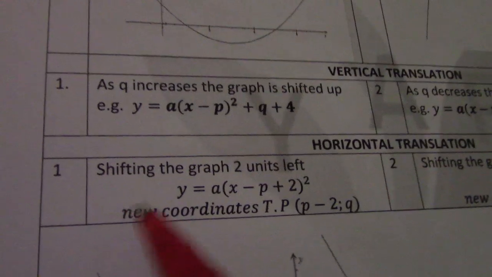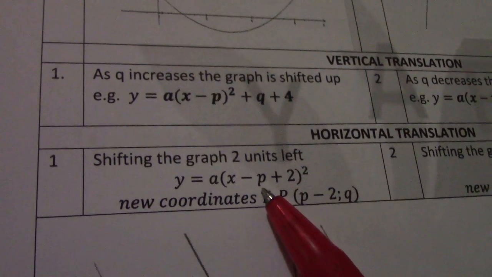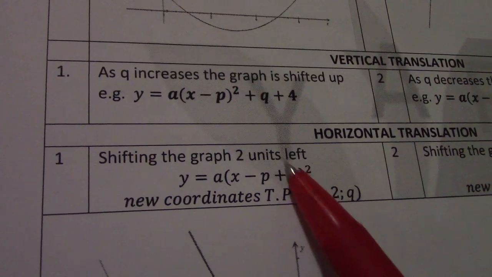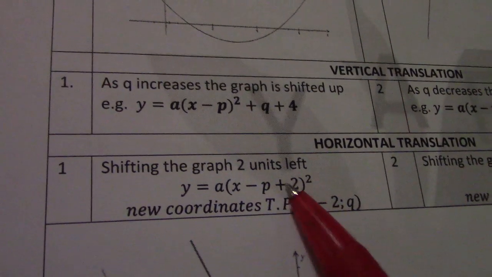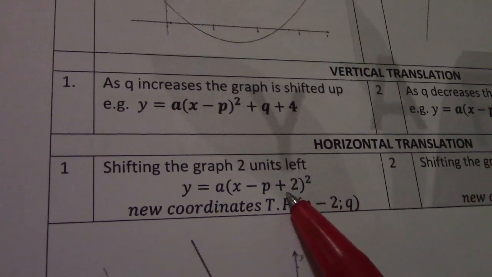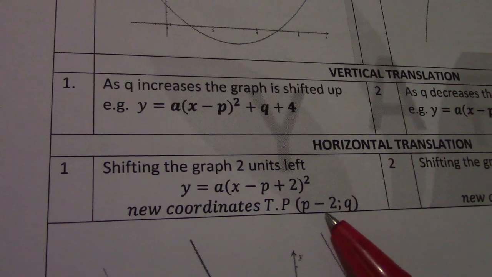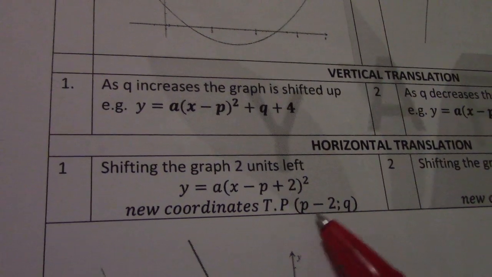Horizontal translation, shifting the graph 2 units left. I always shift left or right by my p value. So to the left in the equation is written as plus 2, but to the left by my coordinates is written as minus 2. Make note of this difference. In the equation, left becomes positive. In the coordinates, left becomes negative. So plus 2, 2 units left, new coordinate p minus 2 and q.